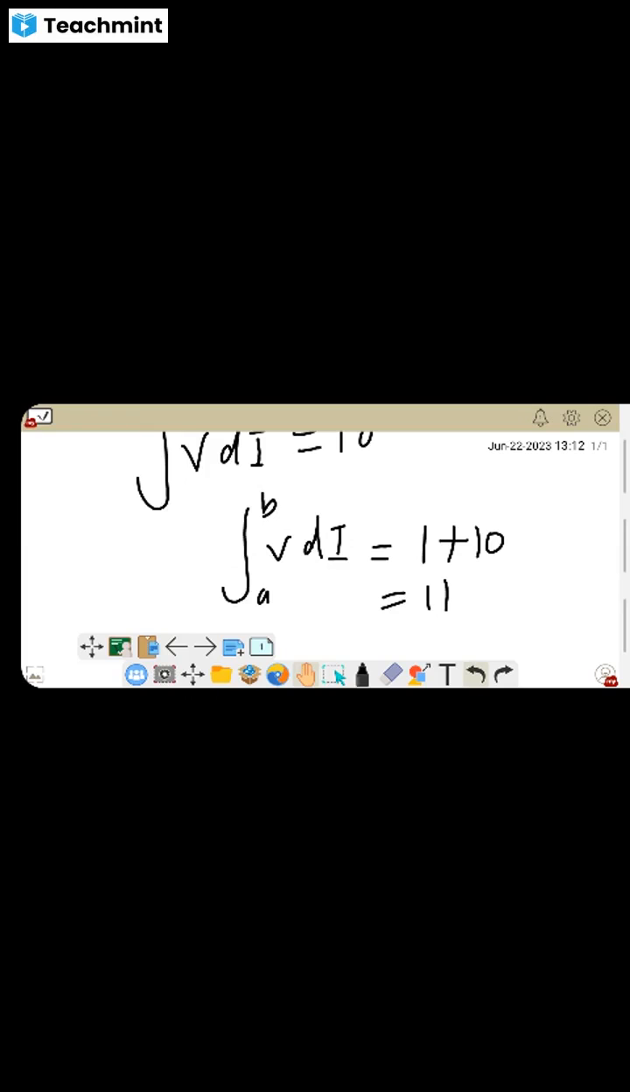And tomorrow we will learn surface integral and volume integral. Let me check how many topics are left in this chapter. Yes, we have only surface and volume integral. After that, we'll start the next chapter.